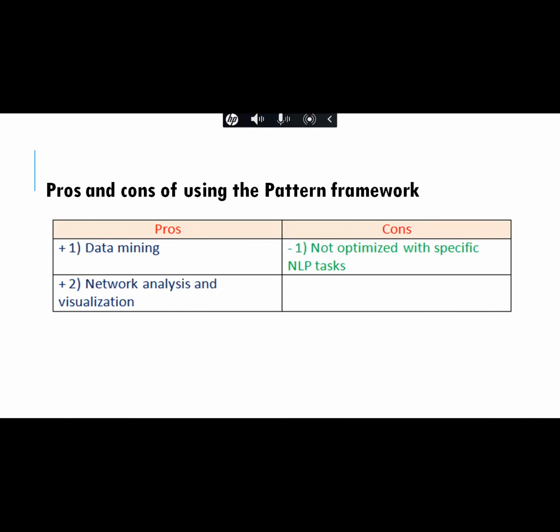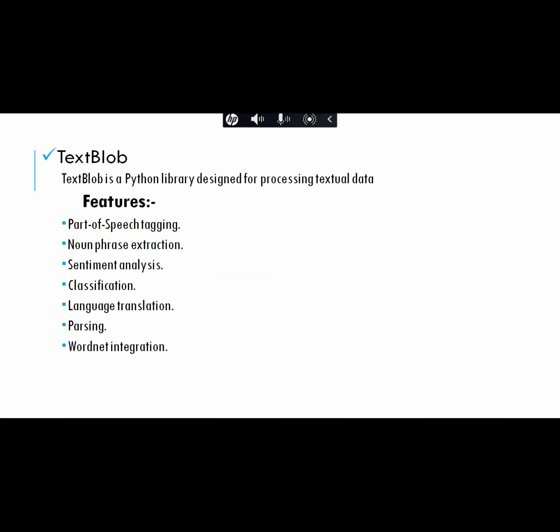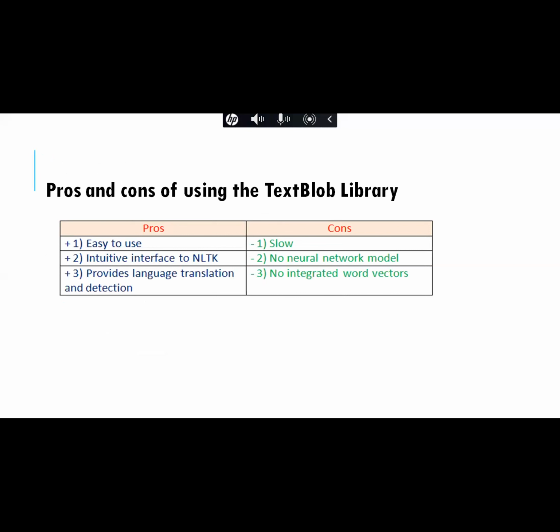So the advantages are that it has data mining, network analysis and visualization, and the disadvantage is that it is not optimized for specific NLP tasks. Then TextBlob is a Python library designed for processing textual data, and the features are part-of-speech tagging, noun phrase extraction, sentiment analysis, classification, language translation, parsing, and WordNet integration.